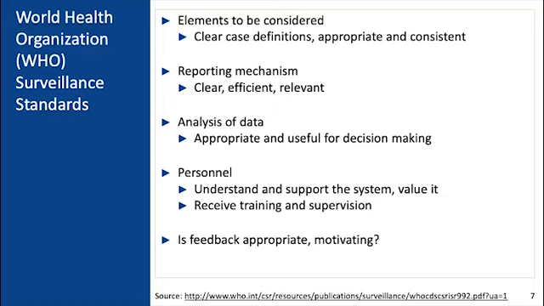These standards also address the infrastructure of the surveillance itself, and they talk about things such as personnel. So the personnel should be able to understand and support the system, they should value it, and they should receive adequate training and supervision so that they can carry out their responsibilities within the surveillance system well. And finally, they recommend that you think about whether or not the surveillance system receives feedback from the various stakeholders and whether or not that feedback is appropriate and motivating for those participating in the surveillance. So, these surveillance standards provide a rubric for thinking about surveillance and all of its various components.